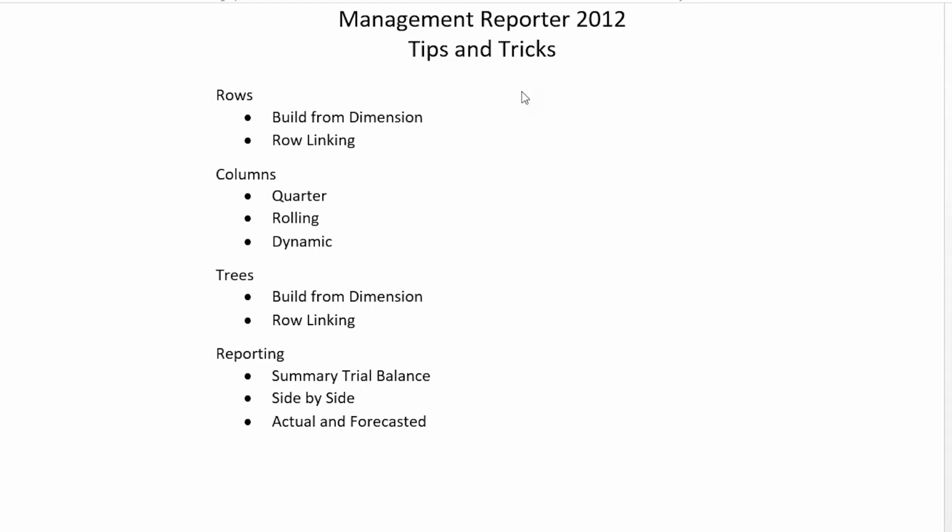So we're going to go over some tips and tricks and cover some different things today. This is kind of a little bit of an agenda of some of the things we're going to touch on. I'm going to show you how to build the dimensions, so the accounts or what you're using in the rows and the trees. And then we're going to touch on a few different topics such as row linking, how to do a quarter column, a rolling column, a dynamic column, side-by-side report, actual and forecasted.